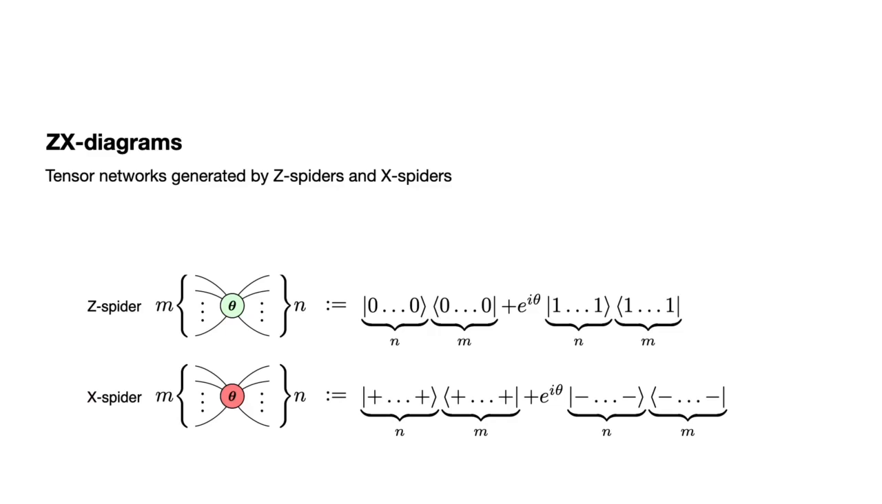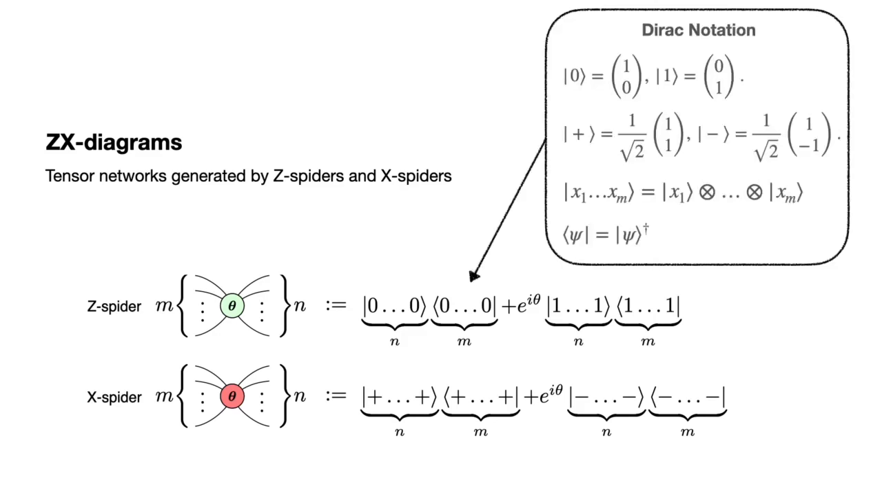If you are familiar with tensor networks, you can regard ZX diagrams as a special type of tensor networks, which are generated by two types of tensors, the Z-spider and the X-spider. With the Dirac notation, we can express these spiders explicitly. If two spiders are connected, it means that the corresponding indices are contracted by tensor contraction.